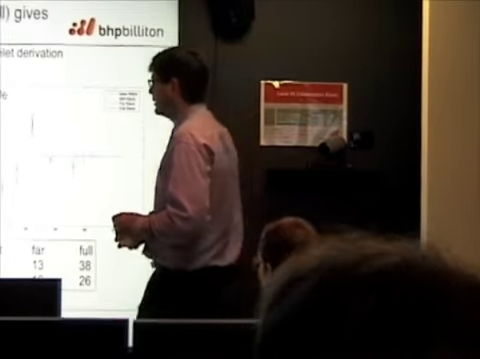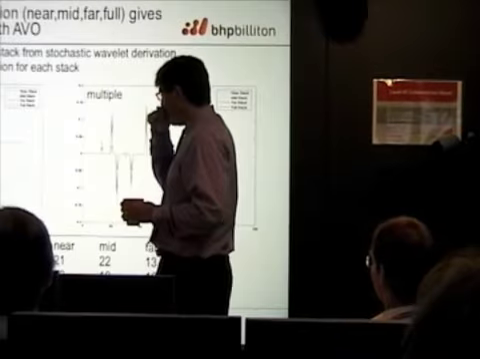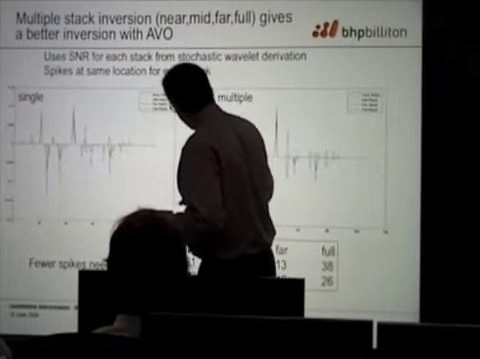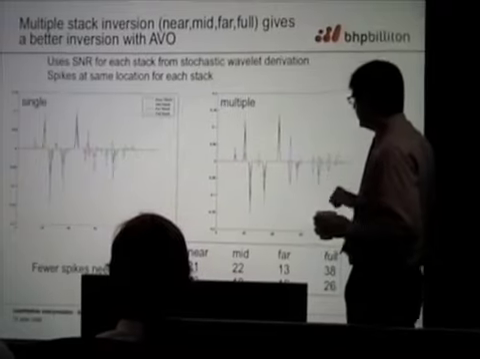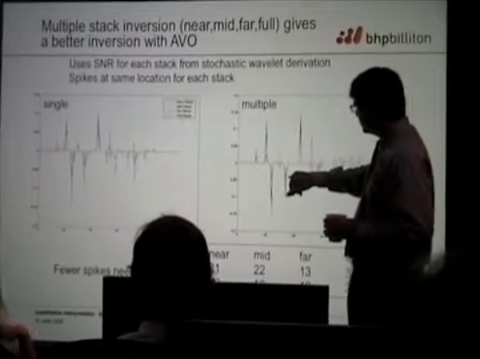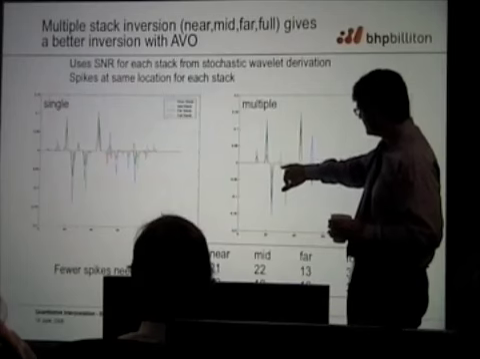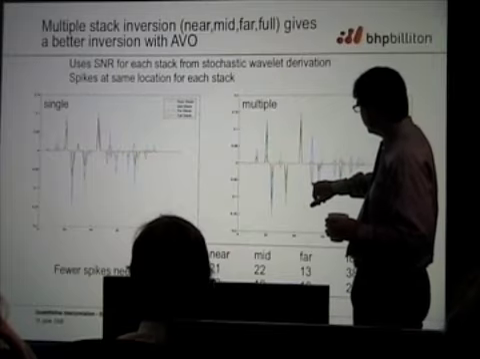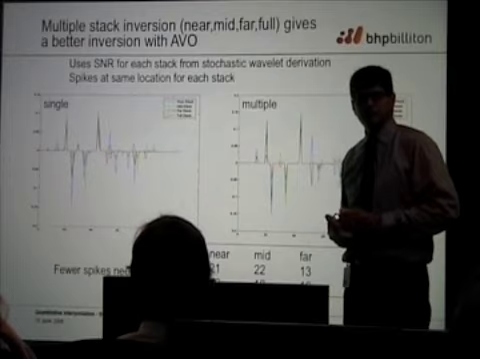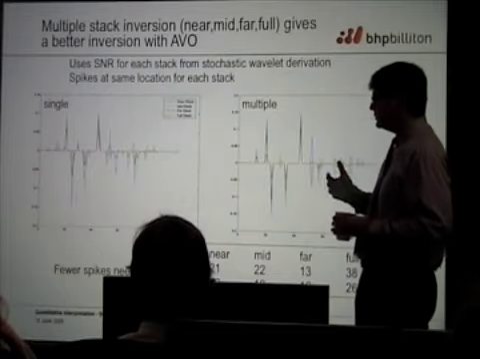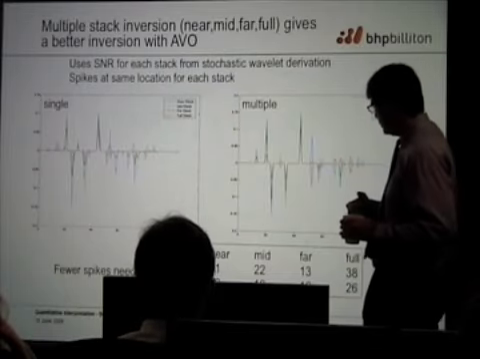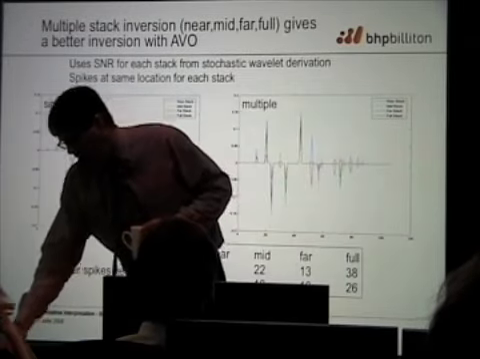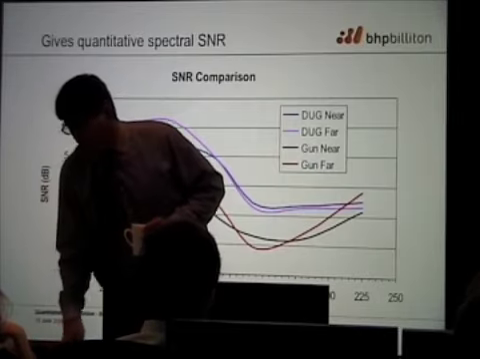Good point. Okay. We also have a version of this that adds in the constraint that if you have two stacks and they have reflectors, the reflectors have to be at the same location. Here are the sparse spikes. You can see, for instance, this one flips polarity a bit going from near to far. This one definitely flips. This one does not flip going near to far. It allows you to understand the AVO better, but also acts as a constraint on a modestly under-constrained problem, which helps you get better results.